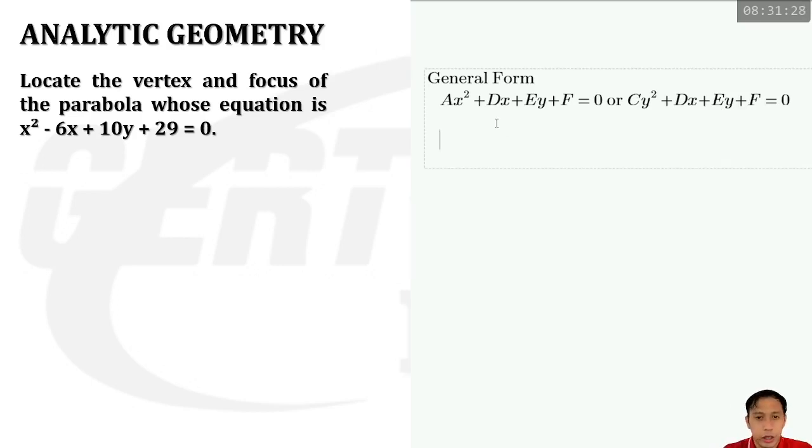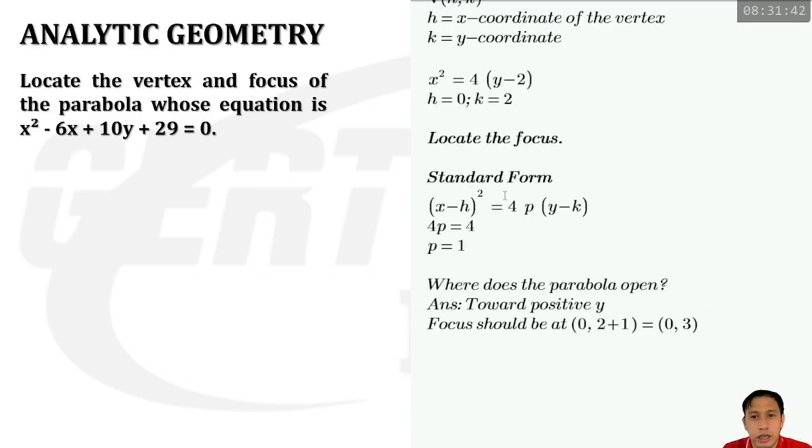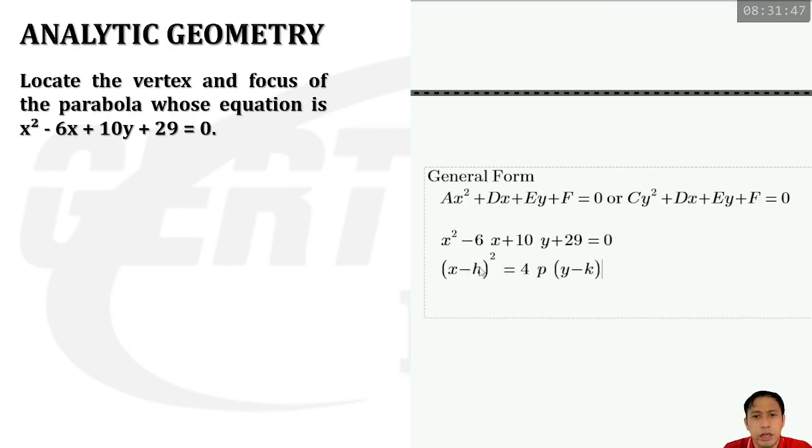Okay? So, it's x squared minus 6x plus 10y plus 29 equal to 0. Now, how are we gonna find the location of the vertex and the focus? Well, we have to write that in its standard form, no?